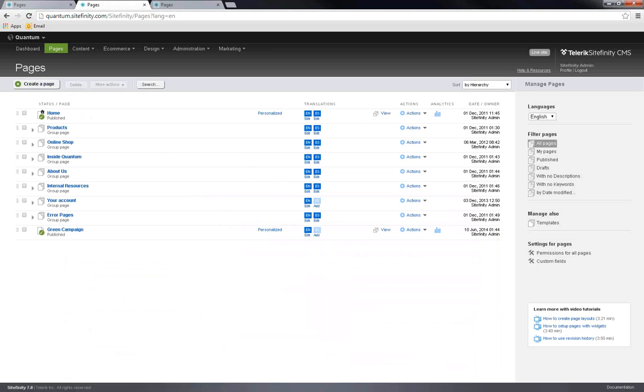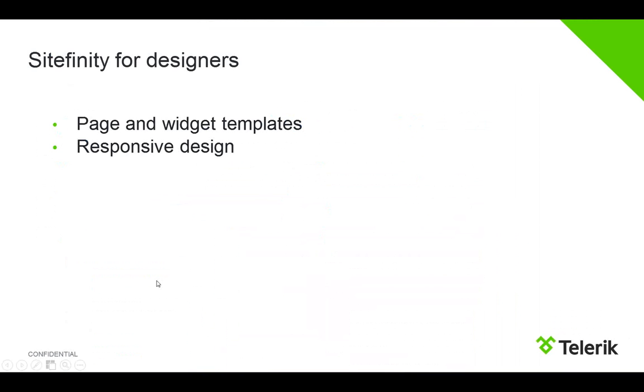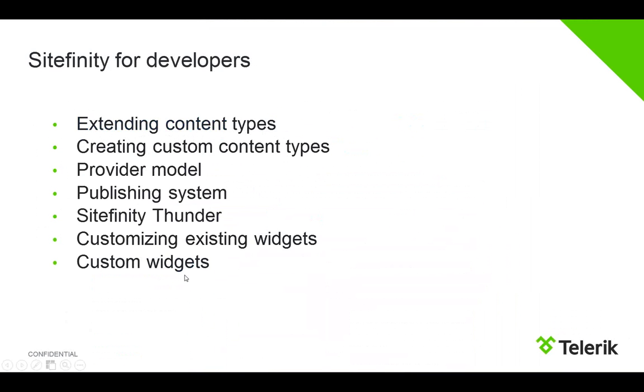And now I think we are coming to the most interesting part, which would be the Sitefinity for developers. Now we'll take a look at how you can actually modify the behavior or extend the behavior of the system where needed. So that would include extending our existing content types, creating new content types, what is our provider model, what is the publishing system doing, and then going into Visual Studio and actually playing with some data there.